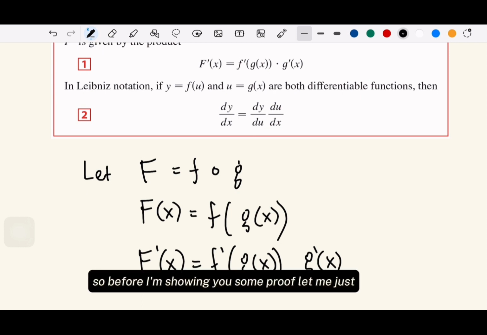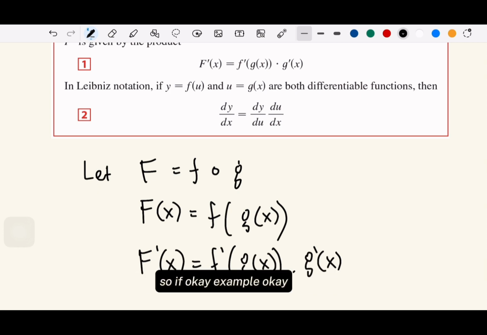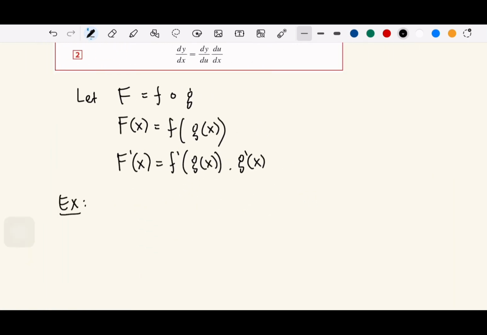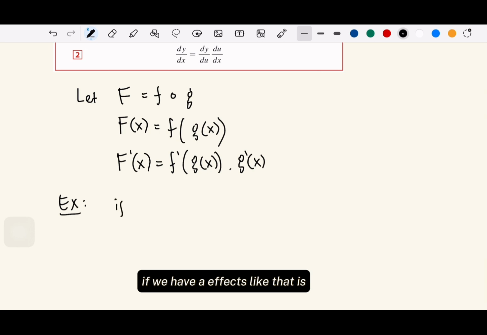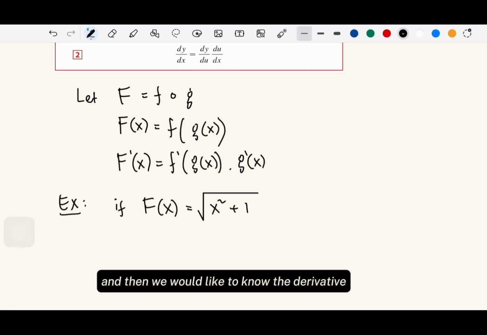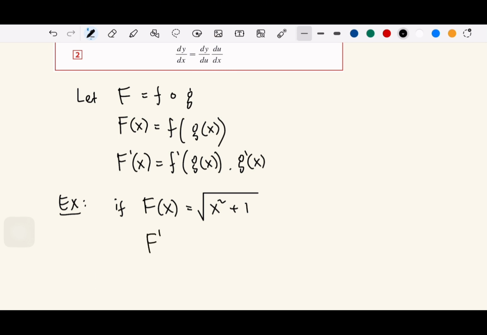So before I show you some proof, let me review how we are going to use this chain rule. Example: if we have f of x equal to the square root of x squared plus 1, suppose that, and then we would like to know the derivative. What would it be?